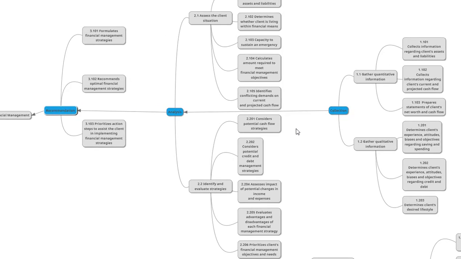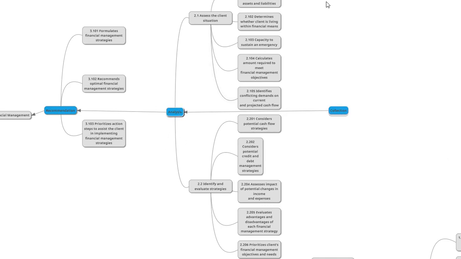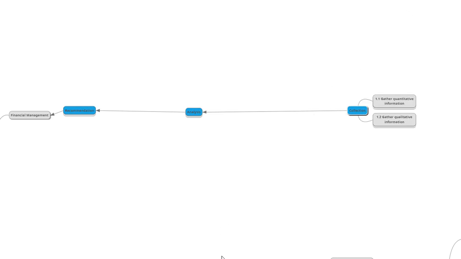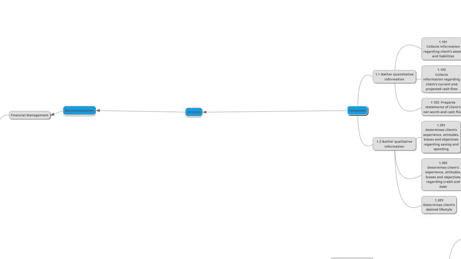One of the things that I like about the mind map is that you can collapse the nodes, you can color code them, you can attach documents. So by working with the data, it just helps you get a little bit of a better handle on it. Starting with the collection, if I reveal one level, you should be well familiar that we're going to gather the quantitative information, 1.1, two steps to the collection, and we're going to gather the qualitative information.